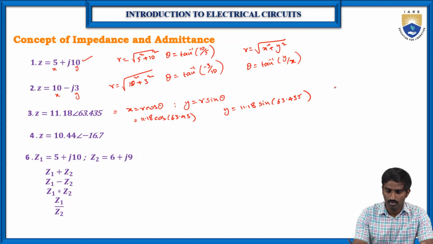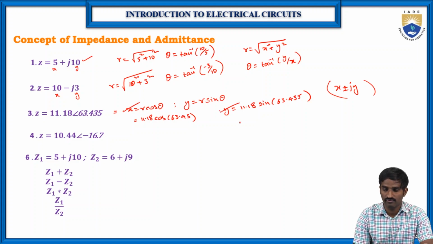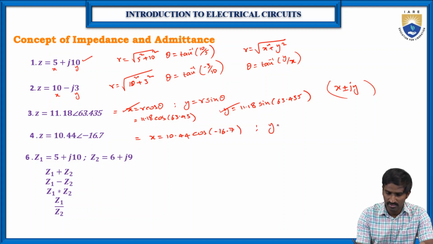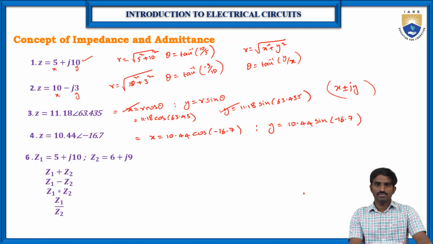Then the rectangular form is x plus or minus j y. Now you know the value of x and the value of y, so you can substitute here and convert into the polar form. And again here, if you want to convert this one, then x is equal to r, which is 10.44, cos of minus 16.7 degrees. And similarly, y is equal to 10.44 sin minus 16.7. So this is how we can find it.